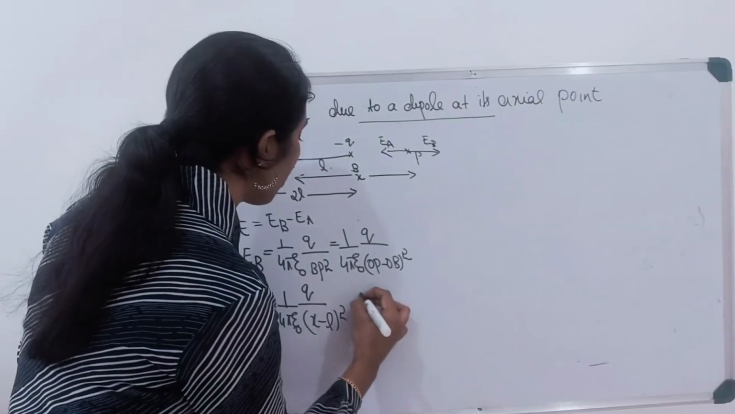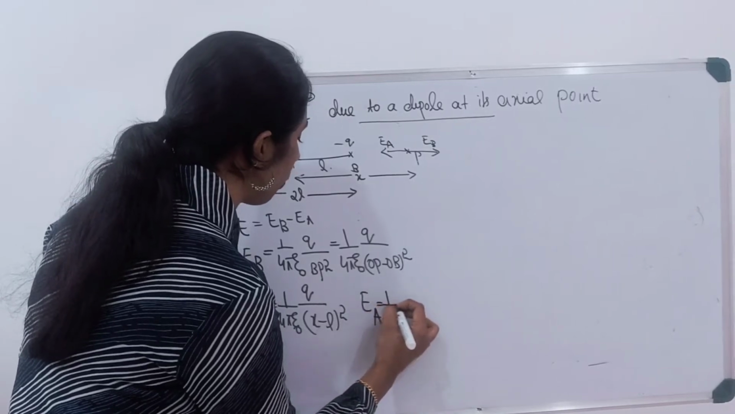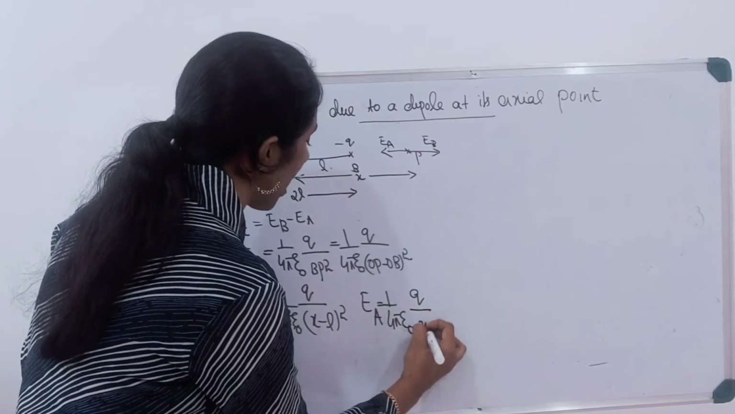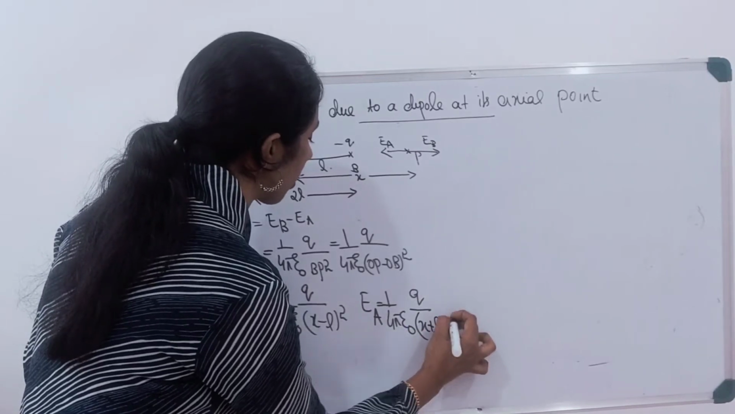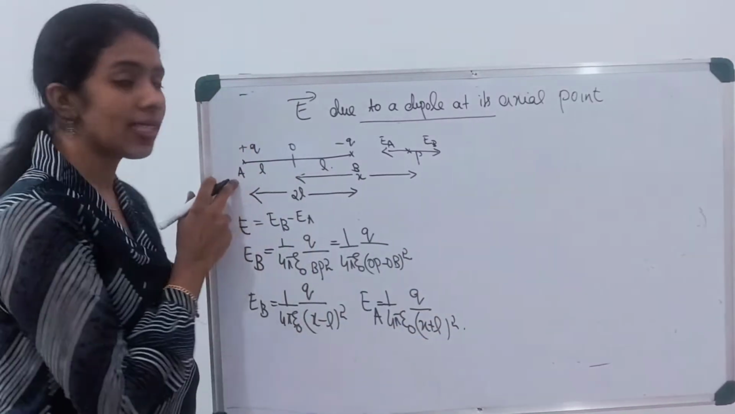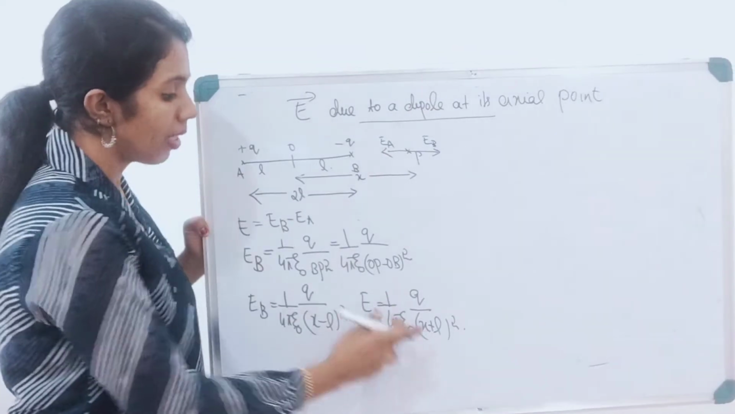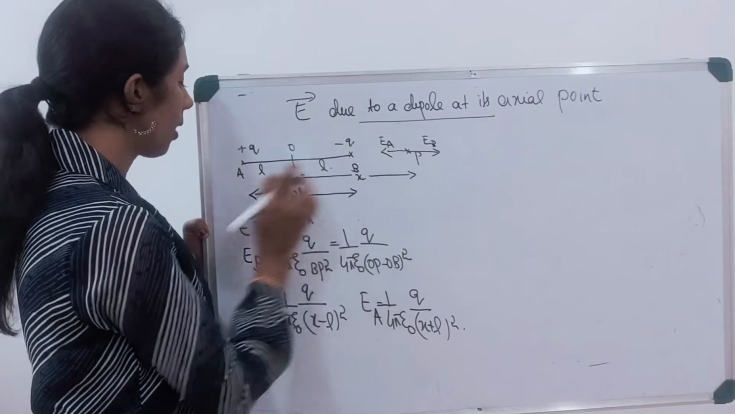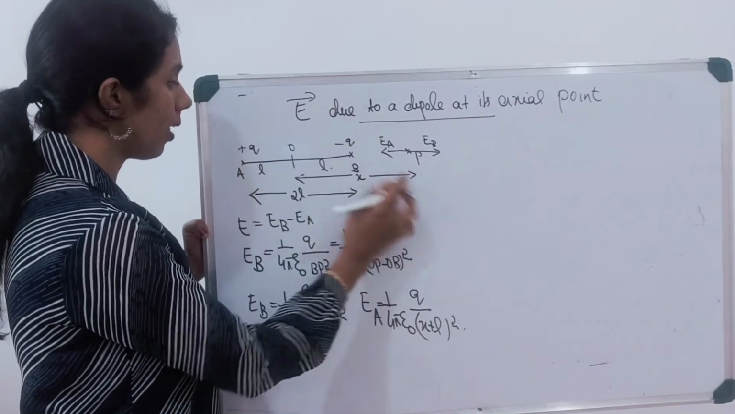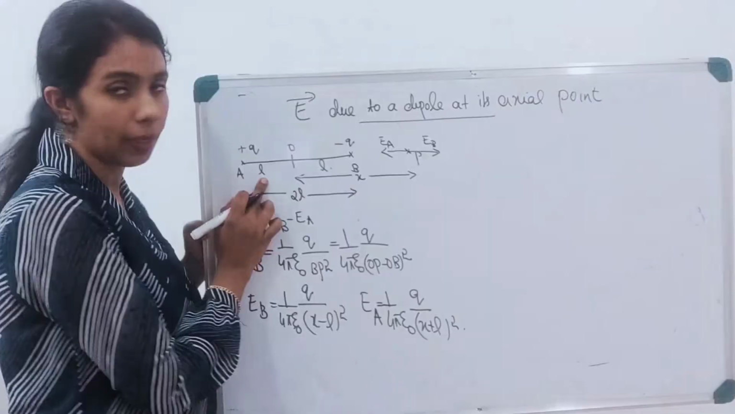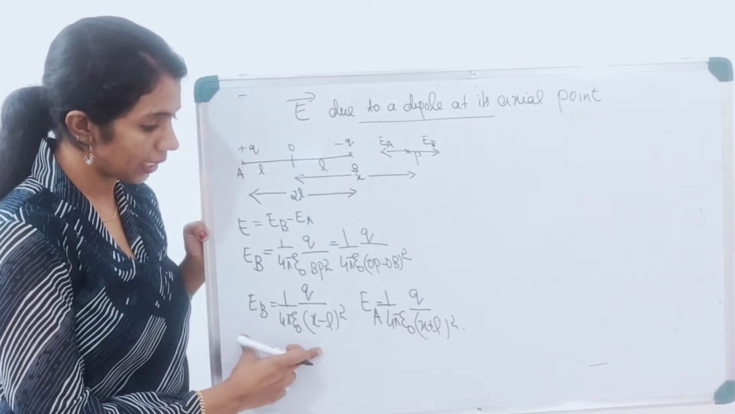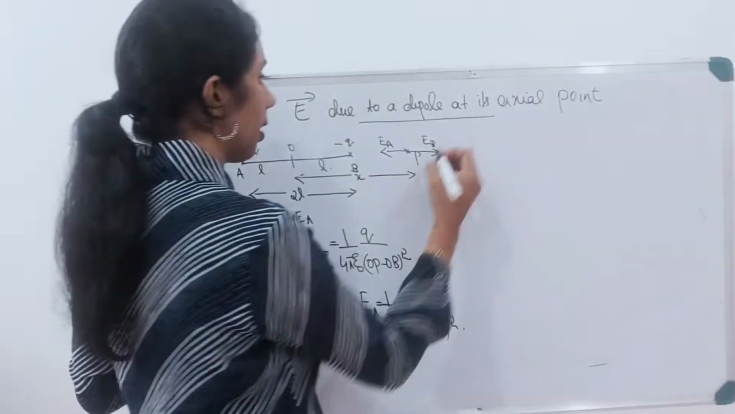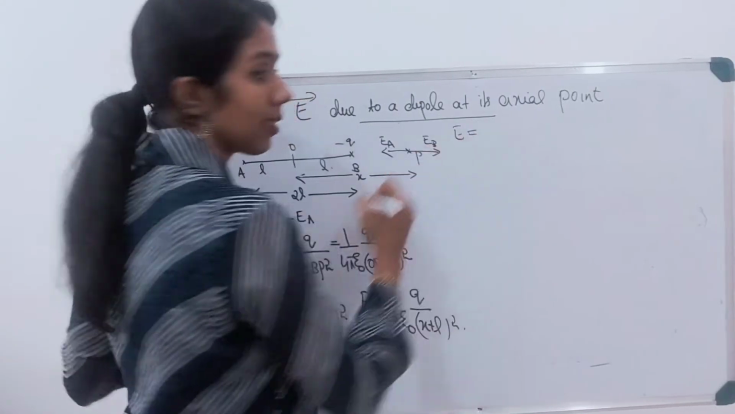Similarly, we can write EA is equal to 1 by 4 pi epsilon 0 q divided by x plus L the whole square, where EA is the electric field due to plus q, and x plus L is the total distance between plus q and P. So it is AO plus OP, so it is x plus L. So we got the expression for EB and EA. Now we will find the net electric field E. E is EB minus EA.